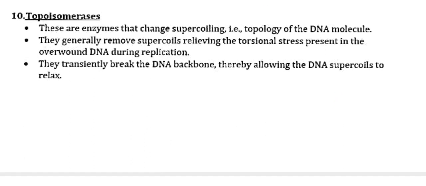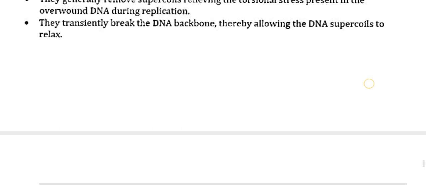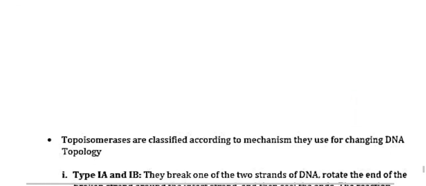Then topoisomerase. These are enzymes that change the supercoiling topology of DNA molecules. They generally remove supercoils, relieving the torsional stress present on the overwound DNA during replication. They transiently break the DNA backbone, thereby allowing the DNA supercoils to relax.